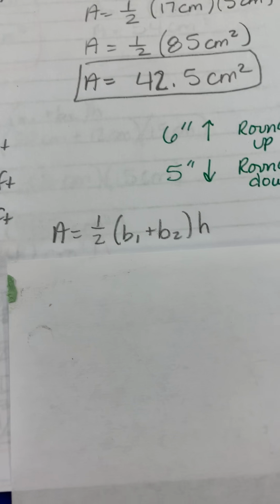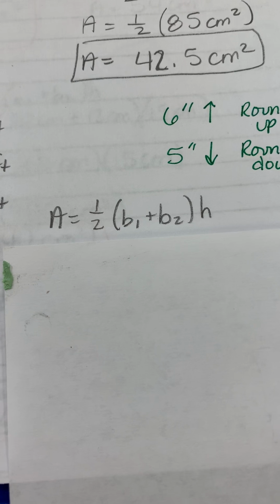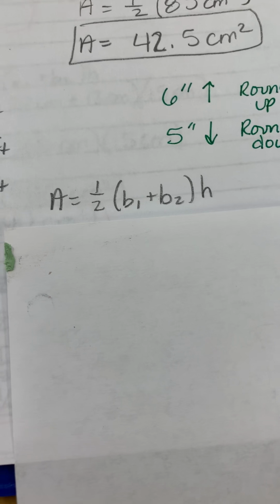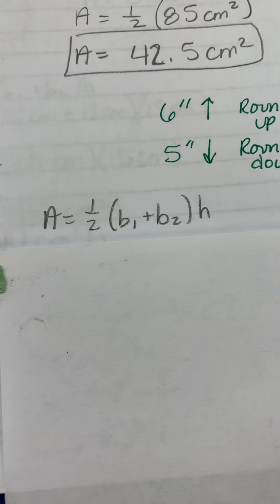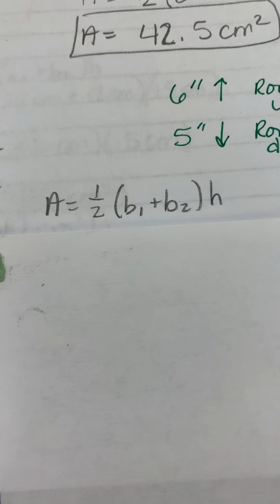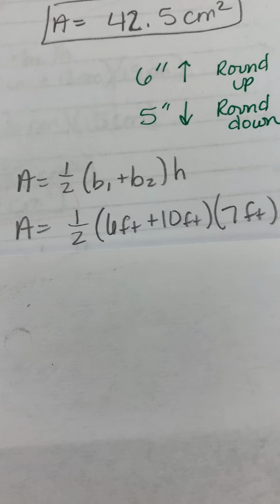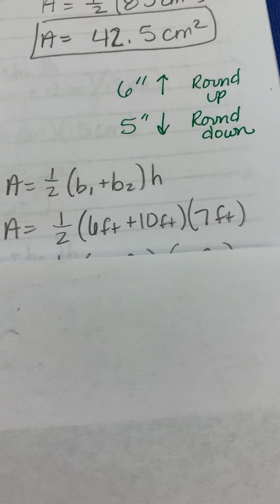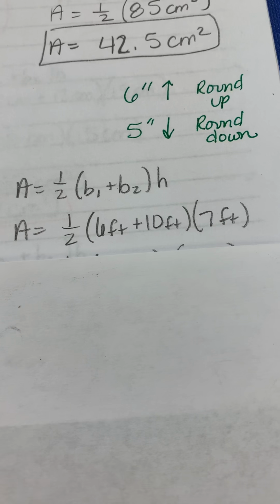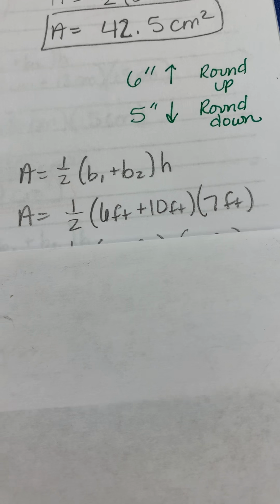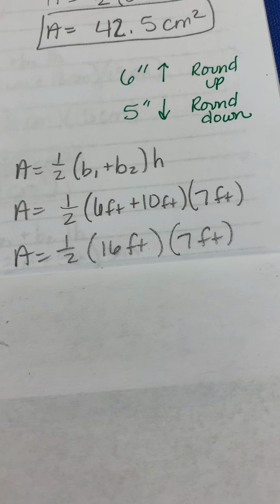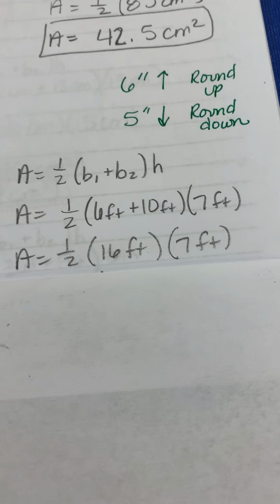Okay, so write out your formula, hit pause, take a second to solve the problem. Okay, so here we go. Area equals 1/2 times 6 feet plus 10 feet times 7 feet. Area equals 1/2 times 16 feet times 7 feet.